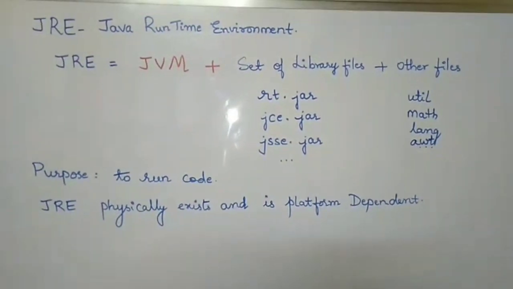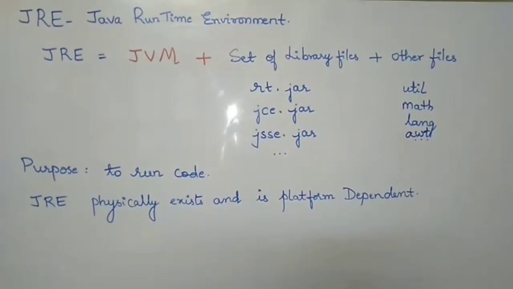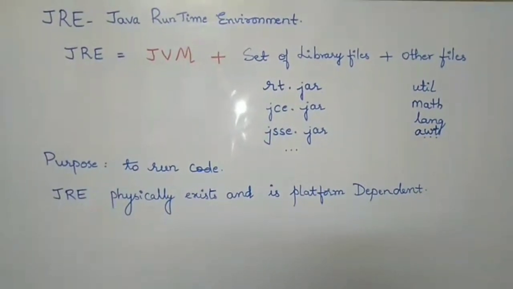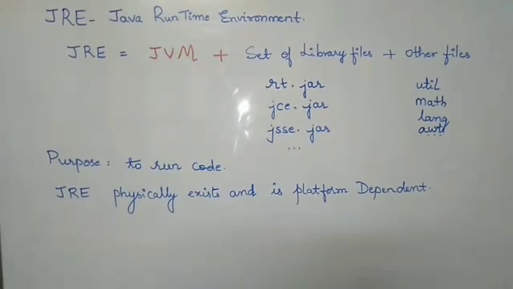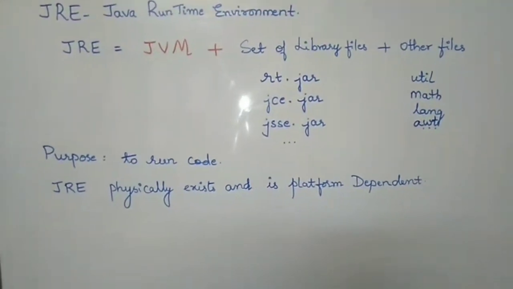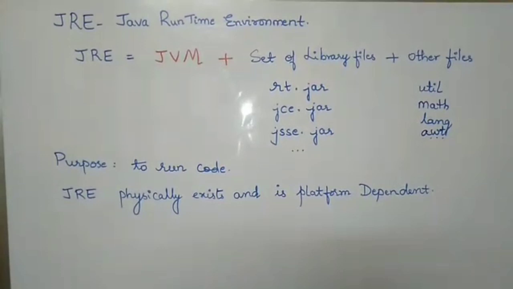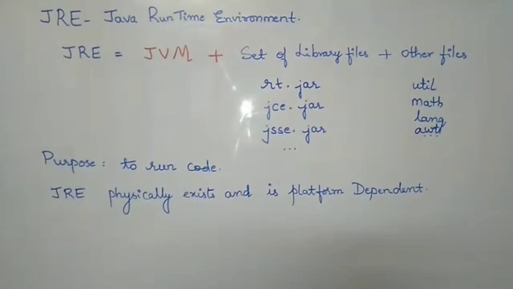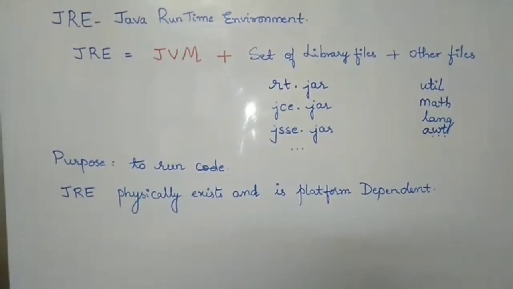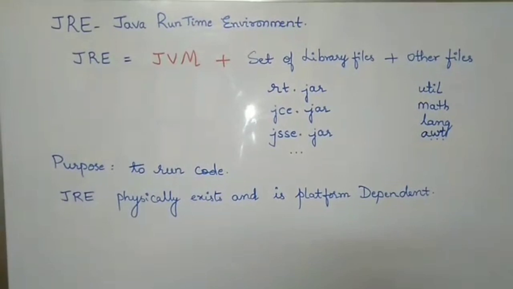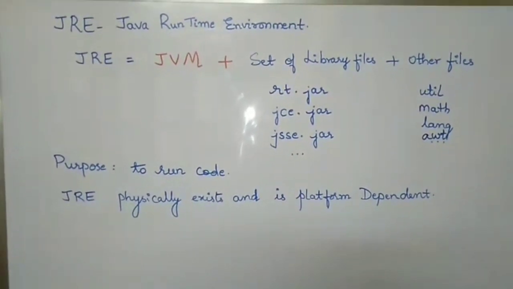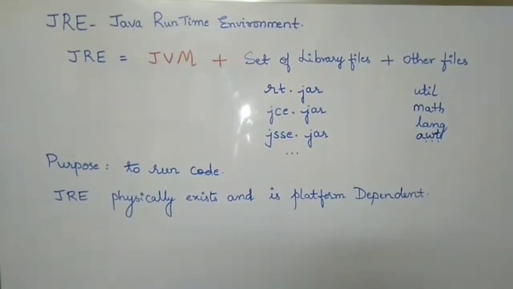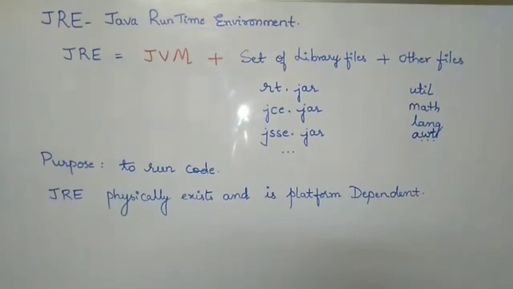What is the purpose of the JRE? The purpose of the JRE is to run code. So to run any Java code, the minimum thing that you require is JRE. JRE is used to just run the code. Especially, JRE is installed on the client machine, where they don't write programs, they just execute the code. So JRE is used only to run the code. To write the program, JRE is not enough. Okay, so I hope everybody understood what is JRE. JRE is used only to run the code.